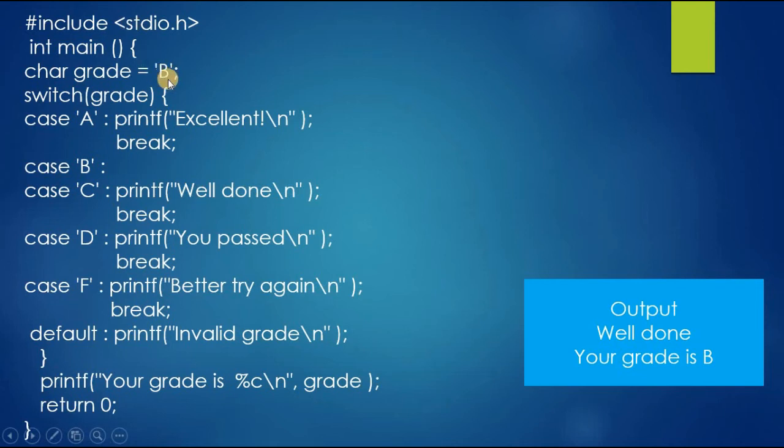Suppose we have given only five cases here, that is A, B, C, D and F. Suppose I gave grade is equal to H, which is not present in our cases. Then it will go to the default value. Then we will get the output "invalid grade", because H is not present in our cases. This is how the switch case works in C.